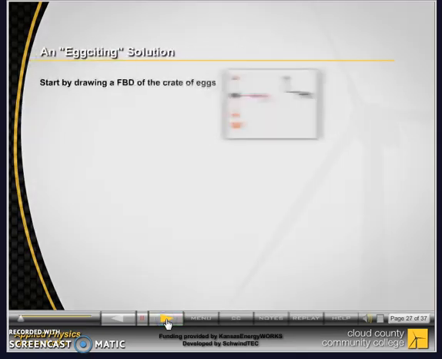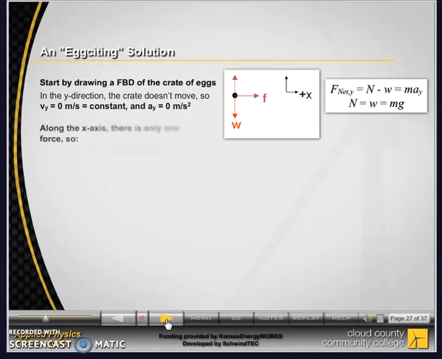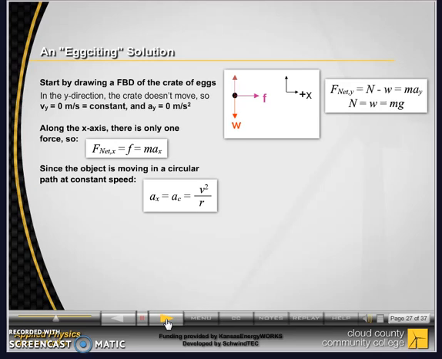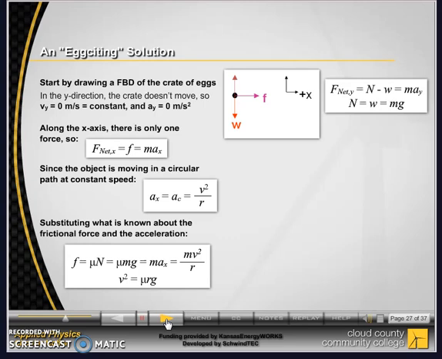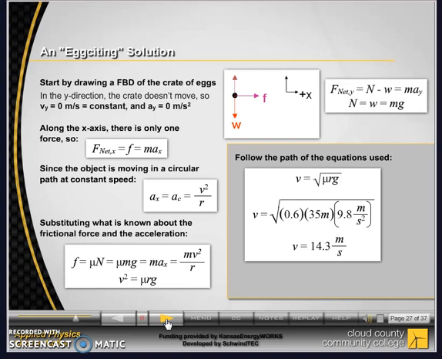Start by drawing a FBD of the crate of eggs. In the y direction, the crate doesn't move, so v sub y equals 0 meters per second equals constant, and a sub y equals 0 meters per second squared. Along the x-axis, there is only one force, so now, since the object is moving in a circular path at a constant speed, we have this. Substituting what is known about the frictional force and the acceleration, we come to this. Follow the path of the equations used and you can see how fast the truck can travel and safely haul its eggs. The truck can travel as fast as 14.3 meters per second around the curve without the crate of eggs moving.